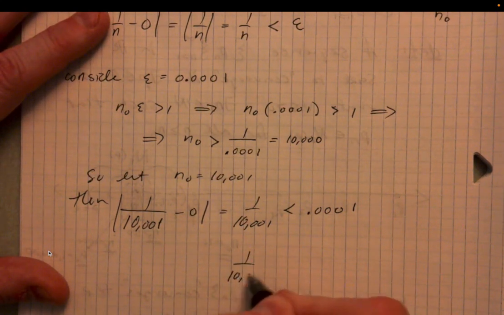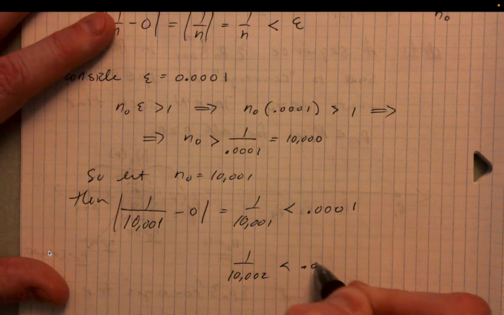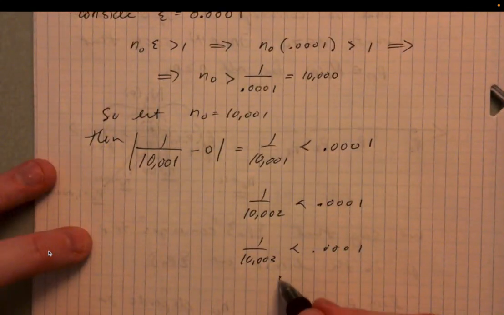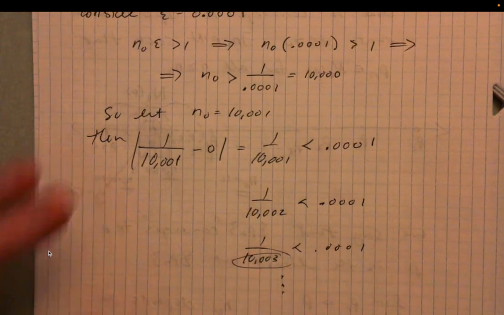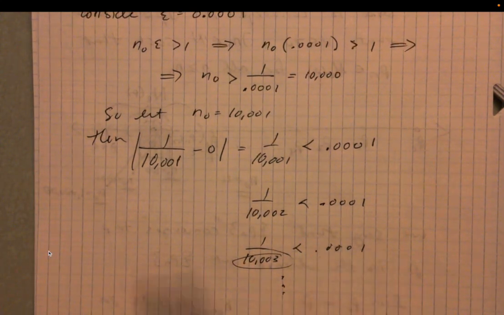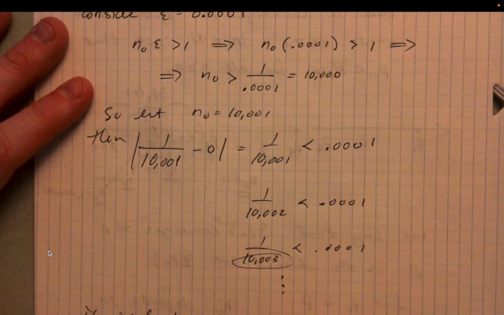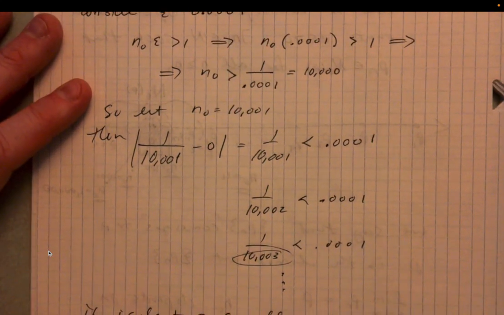And, of course, the next term in the sequence would be as well. So 1 over 10,002 would also be inside the epsilon neighborhood. And 1 over 10,003 would also be inside the epsilon neighborhood, and so on, right? And to infinity. Anytime I make the denominator larger, I'm always obviously going to stay less than 0.0001, so long as I'm beyond 10,000. Okay. So clearly there is no end to this relationship. If I select a smaller epsilon, but one, of course, still greater than 0, then I just pick a larger n naught.